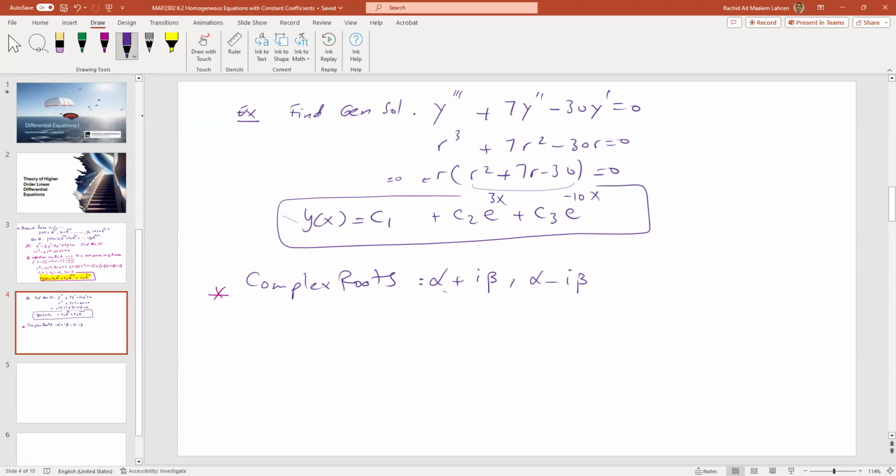We've done this in the past. So the two linearly independent solutions, based on these, you'll have, and that's where we use the cosine and a sine.